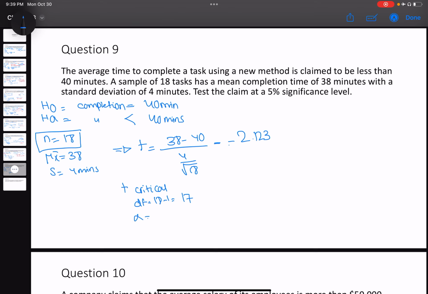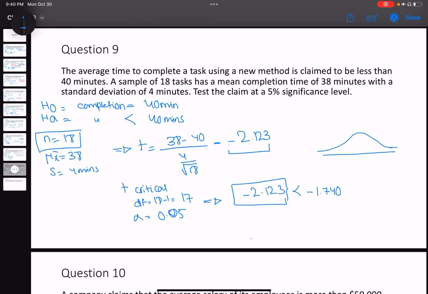We can also get the T critical and get the rejection region at DF equals 18 minus 1 equals 17 and alpha at 5%, and see if the calculated T is less than the T critical. If we get the T for this DF and alpha, it would be minus 1.740, and we simply see our calculated T is less than the T critical, or basically it falls within the rejection region.